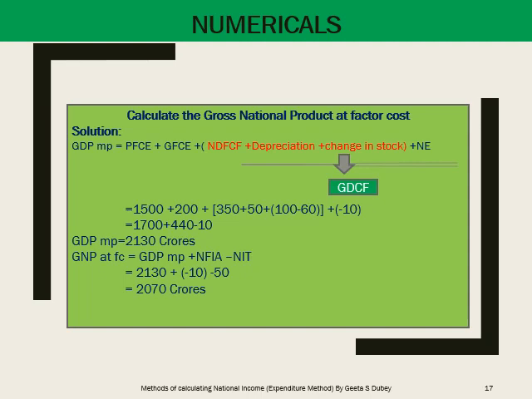Once you do that, you get your gross domestic product at market price, that is 2,130 crores. Once you derive GDP at market price, now we can come up with GNP at factor cost by adding net factor income from abroad and subtracting net indirect taxes, and thus arrive at gross national product at factor cost, that is 2070 crores.